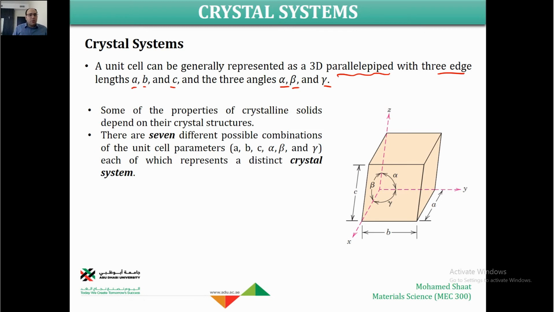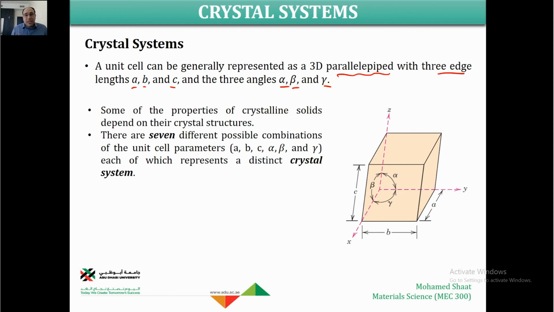Like in HCP, we do have A and B, they should be equal, but C is not equal to A or B. There is a difference between them. There is a relation between C and A and B. But A and B are equal for a hexagonal crystal structure, and alpha and beta are 90 degrees, but gamma is a different angle. It is 120 degrees, as I'm going to show you.